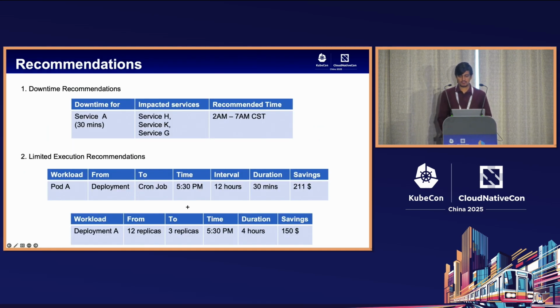Once we get that, we have two different types of recommendations. One is downtime recommendations, where it tells you if you want to introduce, let's say, a 30-minute downtime in service A, what are all the dependent services which are going to be impacted as well, considering all these four? And what is the best suited time interval for performing any downtime on this, considering the minimal impact across all the four spans of applications.